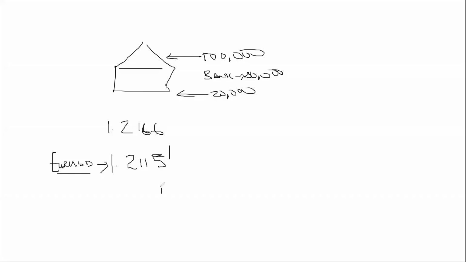6 minus 5 is 1. 6 minus 1 is 5. 1 minus 1 is 0. 2 minus 2 is 0. And 1 minus 1 is 0. So it's only gone up by 0.0051.